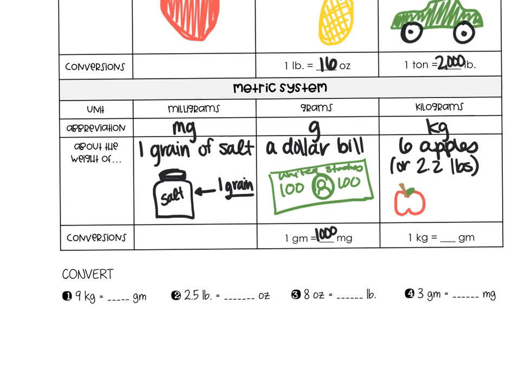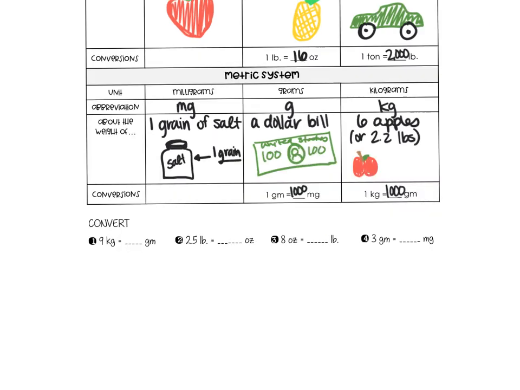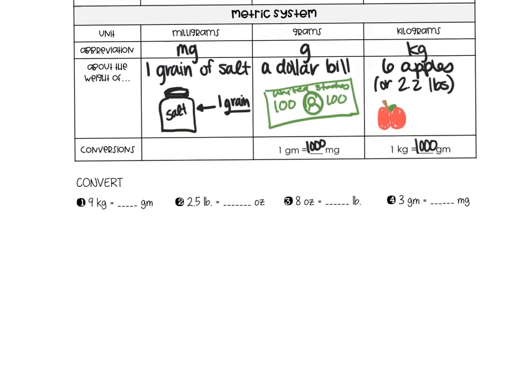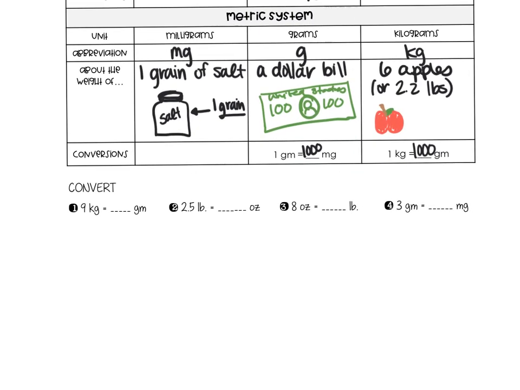Okay, and then lastly here, a kilogram is equal to 1,000 grams. So it takes a lot of grams, a lot of dollar bills to get there. All right, so let's do our conversions here at the bottom. So 9 kilograms is going to equal how many grams? Well, I know 1,000 grams makes up a kilogram.